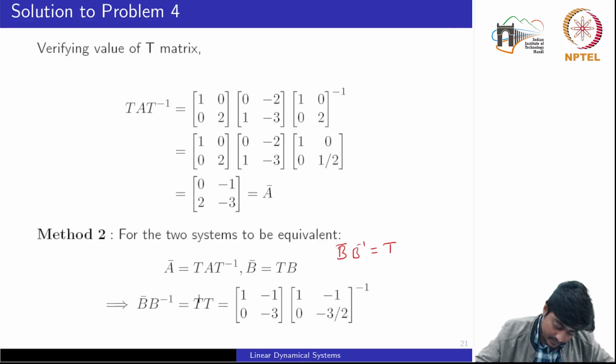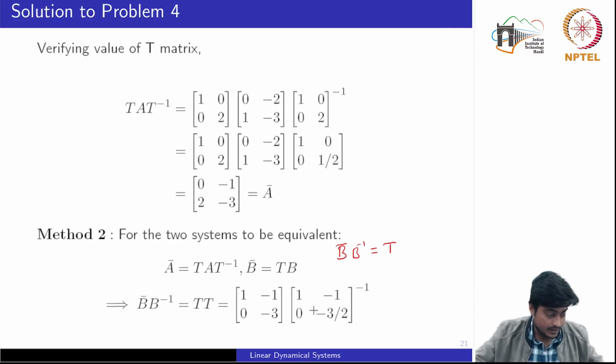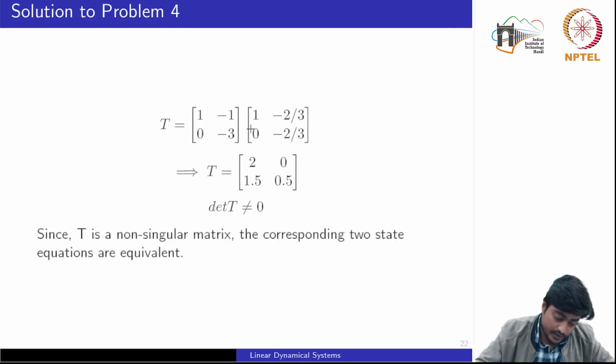So it should be B bar B inverse equal to T. And after simplifying, we obtain this T matrix. Okay, now for the singularity, you can verify that the determinant of this T matrix is not equal to 0, meaning that it is non-singular.